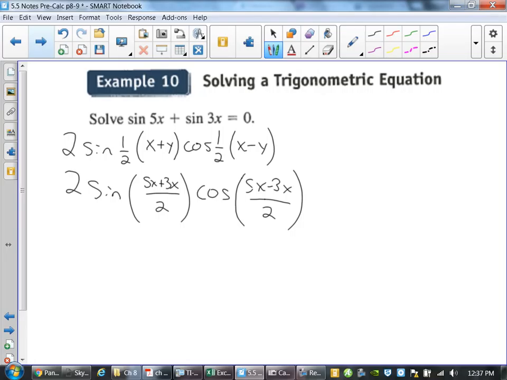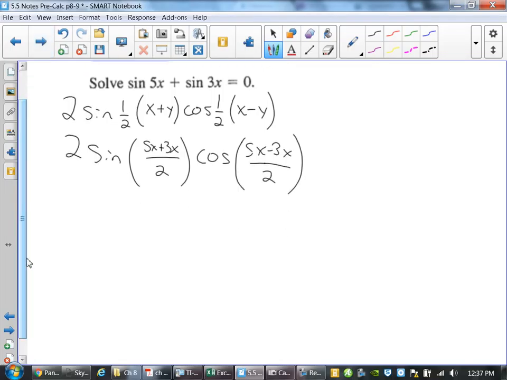What's 5 plus 3? 8. Half of it, 4. I don't have to say pi this time. And then this one would be x. That's it. That's all we have to do. You just gotta solve for x still.